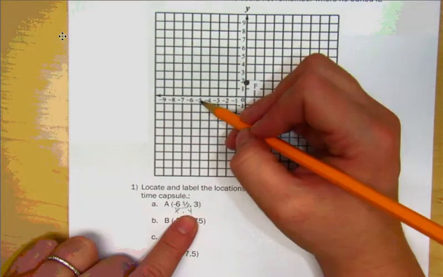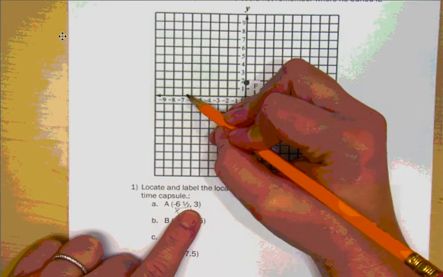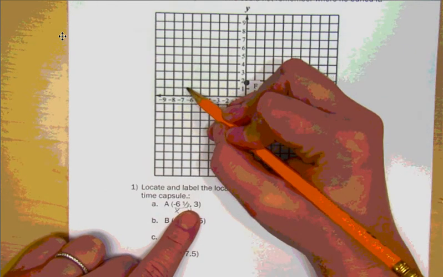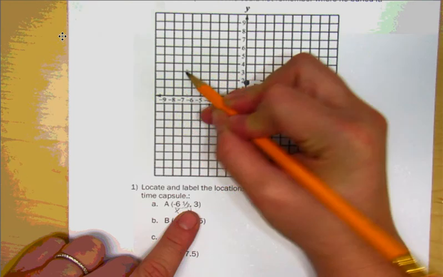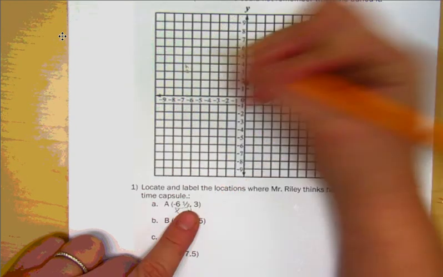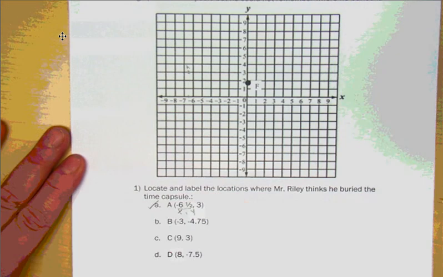Then I look at my y coordinate, and my y coordinate says 3, so it's +3, so I'm going to go up 1, 2, 3. I plot that point, and I label it point A. So now I'm done with A.